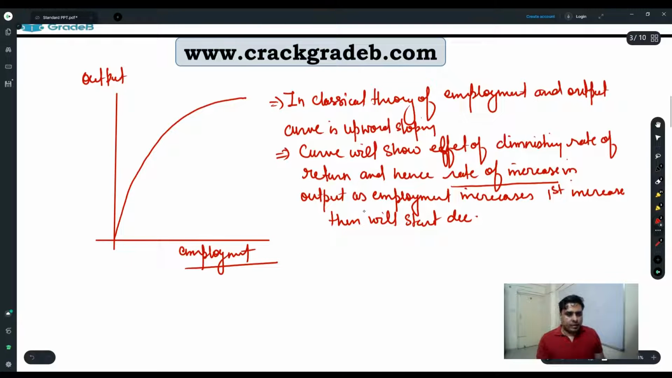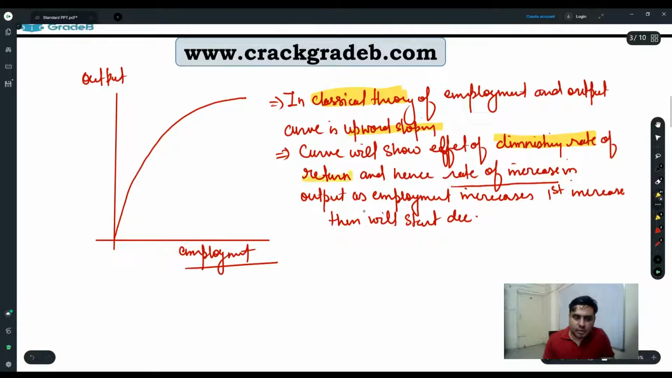So what I have written here, you have to keep in your mind in the classical theory, right? We are discussing the classical theory part. The employment and output curve is upward sloping. The slope is upward, right? It is not a downward sloping curve, it is an upward sloping curve. Then I wrote here, and this point is very important to keep in mind, the curve will show the effect of diminishing rate of return.